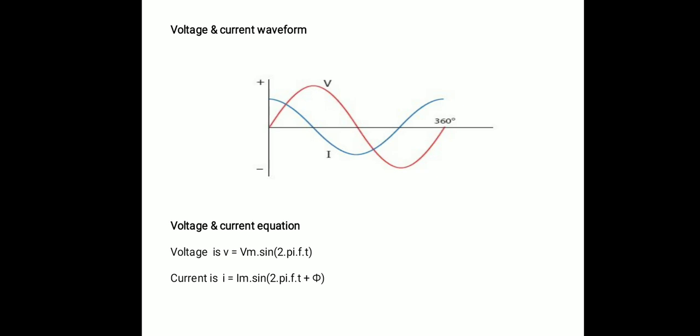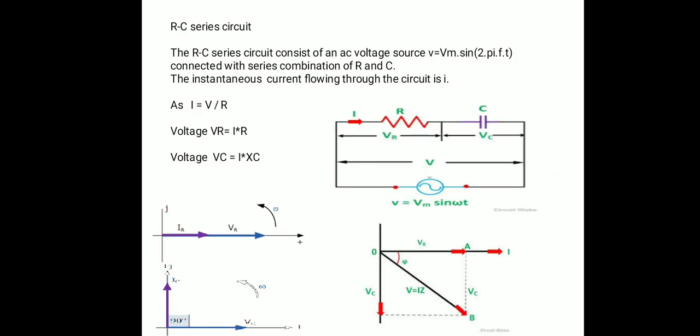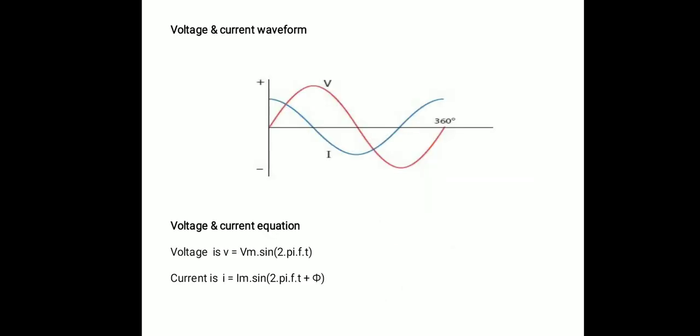Now the voltage and current waveforms. As we can see in the phasor diagram, current is leading voltage by theta degree. So while drawing these waveforms, we have to draw the current leading voltage by theta degree. We can see the blue waveform is for the current and the red waveform is for the voltage, and the current waveform is leading the voltage waveform by theta degree.